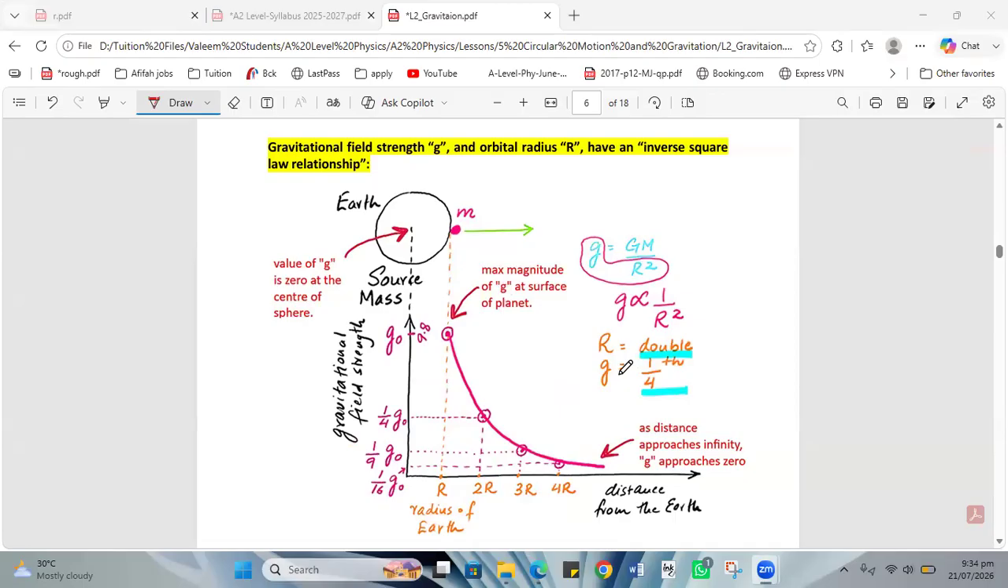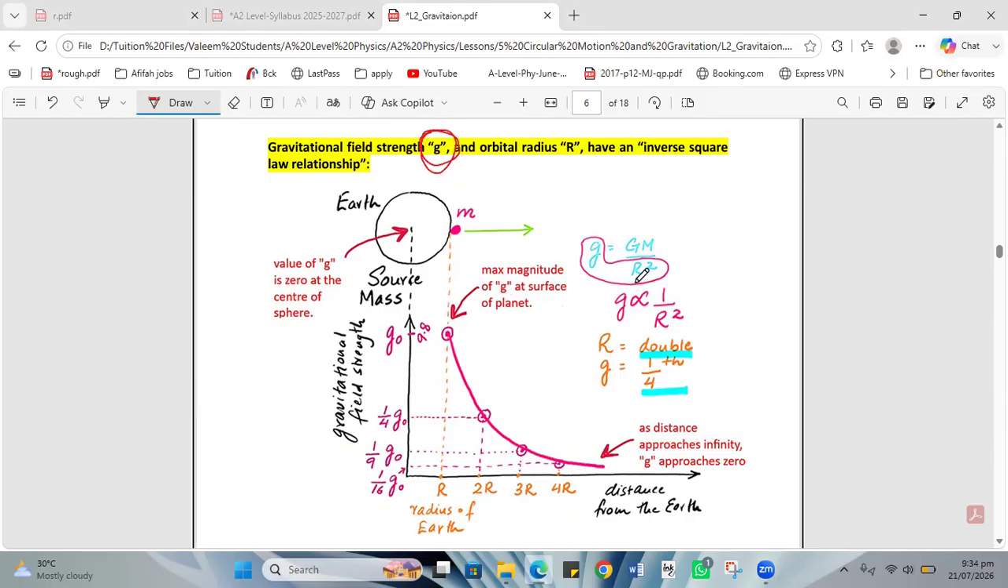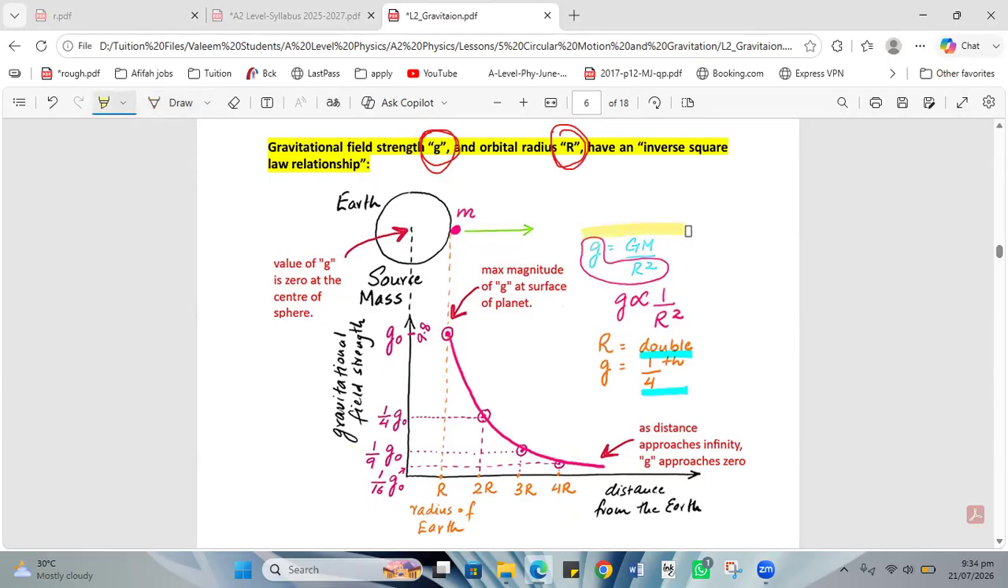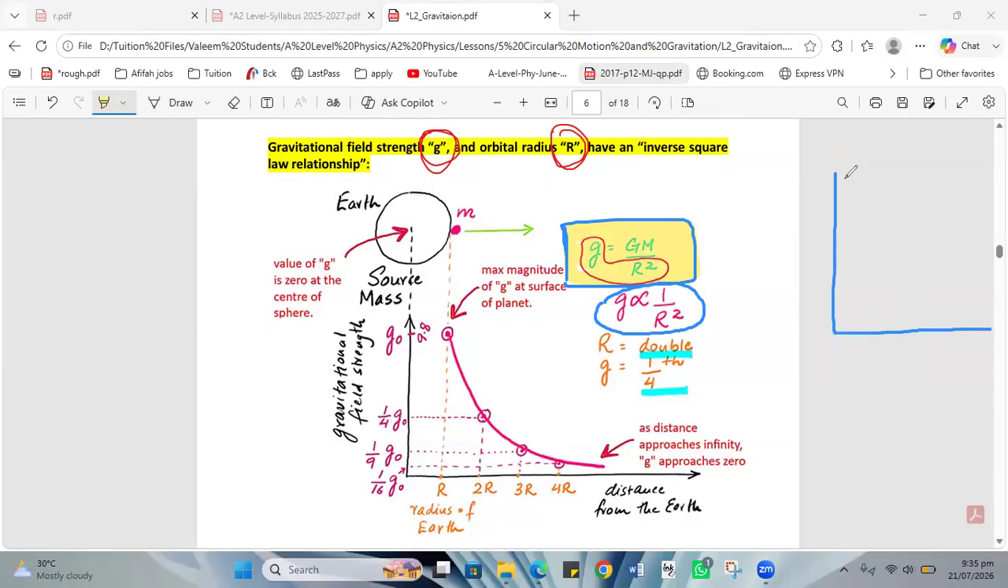Next is this graph that shows you the relationship between gravitational field strength g on the y-axis and orbital radius r on the x-axis. If you remember the formula that we just derived, small g equals capital G m upon r squared. What is the relationship between the small g and r? Again, inverse square relationship. So mathematically, the inverse square graph looks like this. This means that if r is doubled, then g becomes 1/4 because of the square.